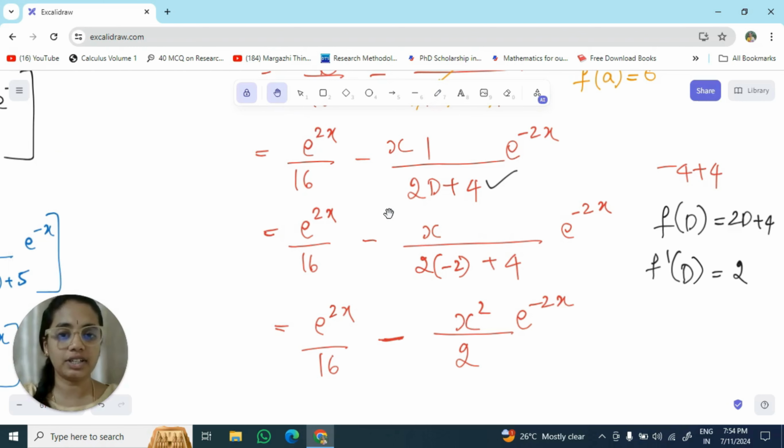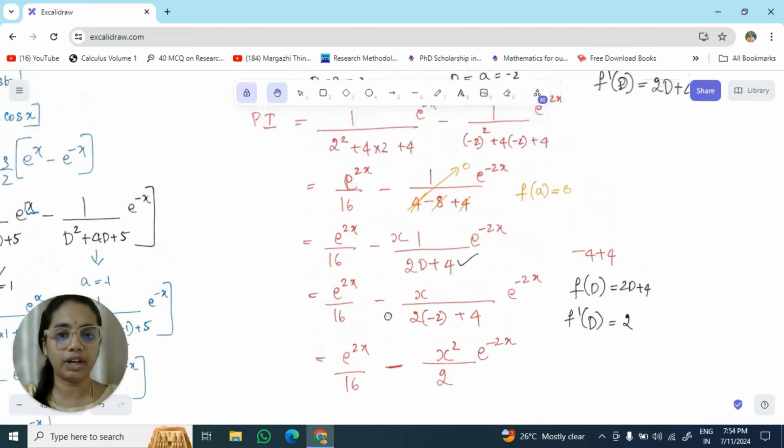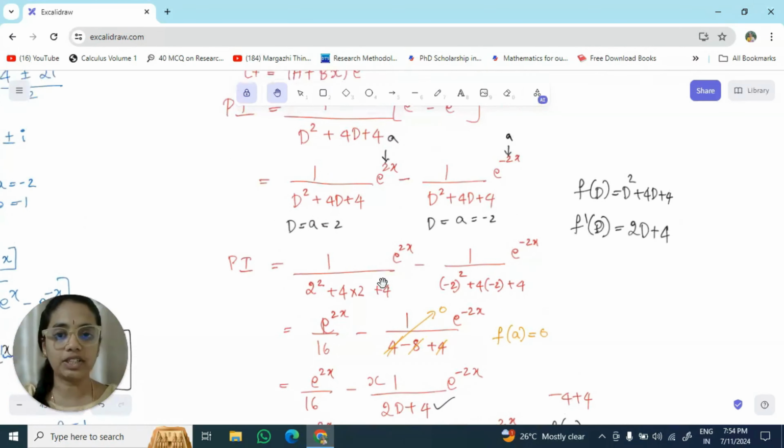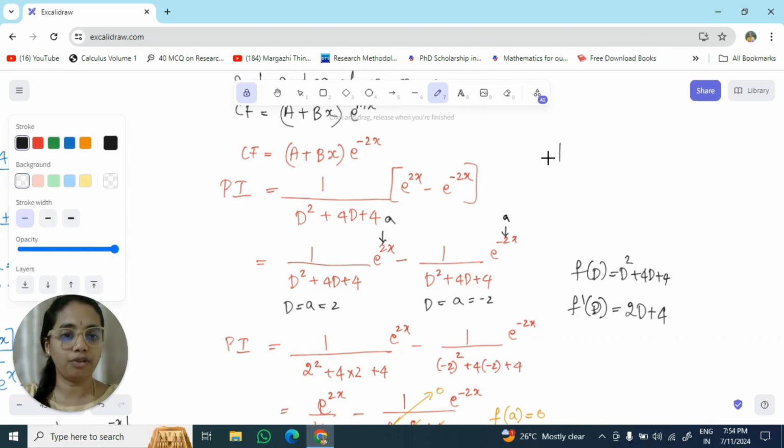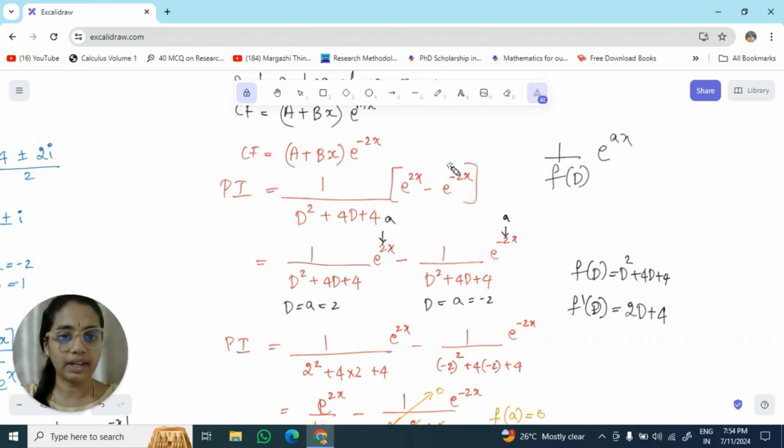Let us just revise the particular integral part. So what happened over here? We took the question and wrote it in the form 1 by f of d into the RHS part, that is e power ax. After doing that, we multiplied this to each term. In the first term, it was very simple. We had directly the value of a. We just substituted and we got our answer.